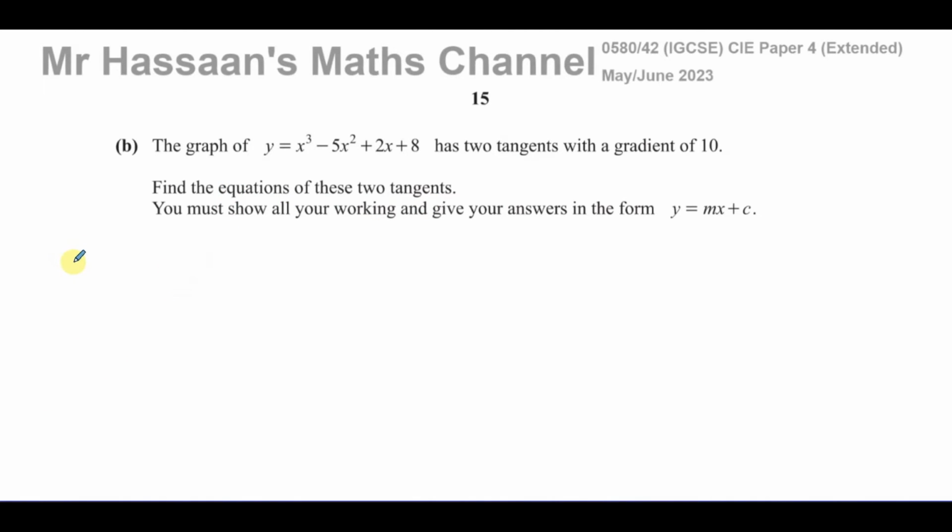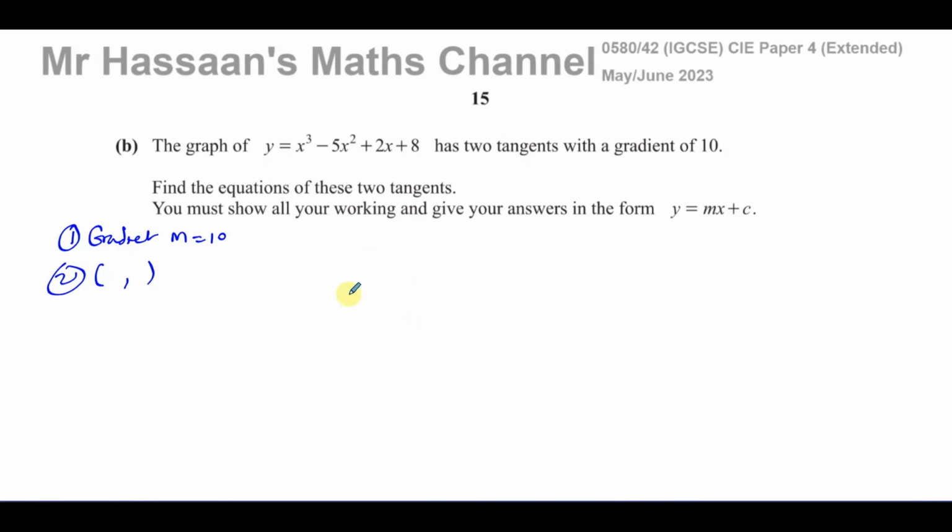Now, that means we need to find the points where those tangents touch the curve. Why? Because the equation of a straight line is found by 2 things: 1, by finding the gradient of those straight lines, and 2, by knowing a point on those straight lines. Okay, so we already know the gradient of the straight line is equal to 10, because the tangents have the same gradient as the curve at the point where they touch it. But we need to find the places where they touch the curve.